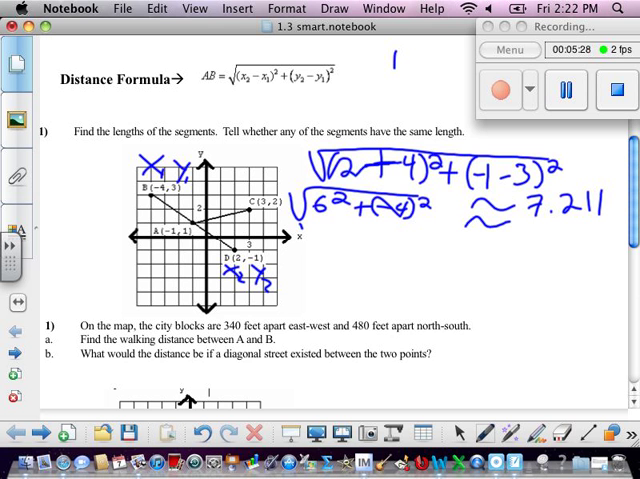The square of 6 is 36. Negative 4 squared is 16. And then 36 plus 16 gives us 52. And the square root of 52 is approximately 7.211. I would take the square root of 52 or 7.211 as an answer. That would be fine. Okay. That was B to D. Let's try A to C.